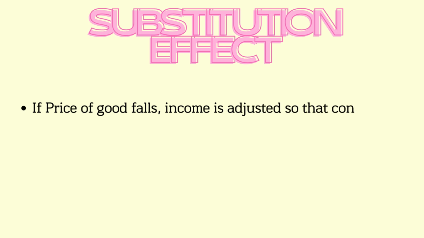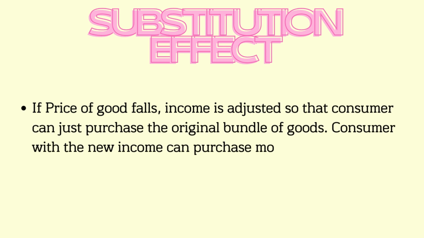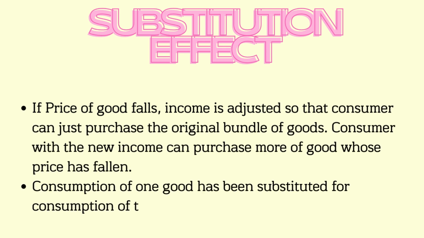Now let's look at the substitution effect. If we assume that the price of a good has fallen and we adjust our income such that it would allow us to just purchase the initial bundle of goods at the new prices, then the consumer can purchase more of the good whose price has fallen. In other words, the consumer substitutes consumption toward the good whose price has fallen.